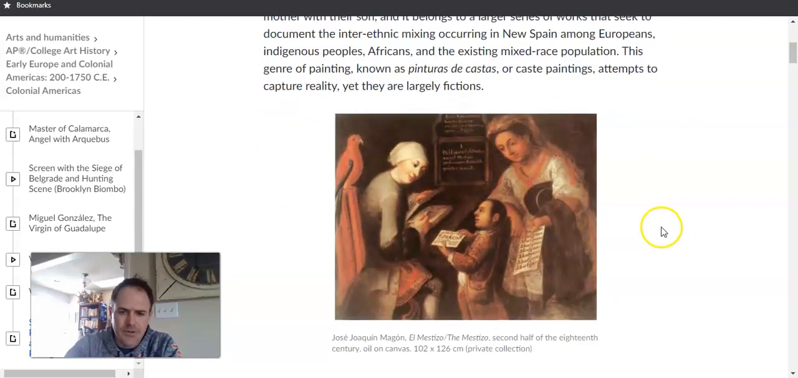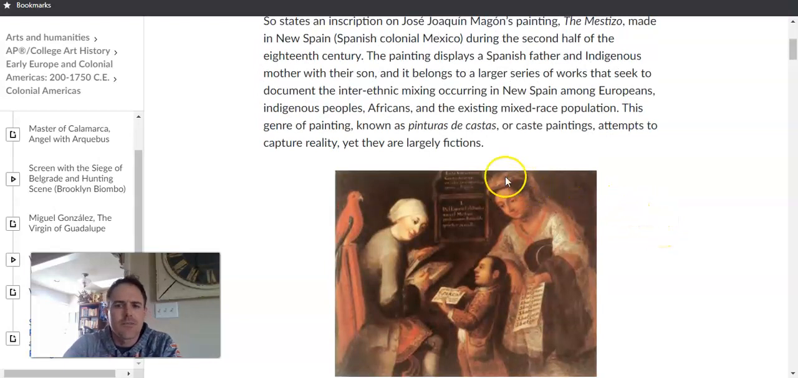Maybe that's a different one. Oh no, that's it. With their son, and it belongs to a larger series of works that seek to document the inter-ethnic mixing occurring in New Spain among Europeans, indigenous peoples, Africans, and the existing mixed-race population. This genre of painting, known as pintores de castas, caste paintings, attempts to capture reality, key point here, yet they are largely fictions. So let's read further.